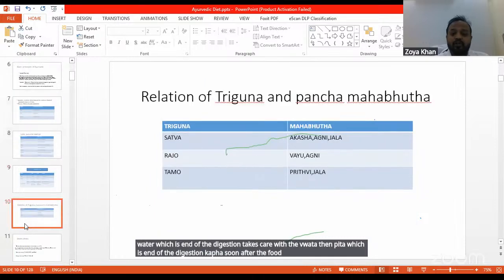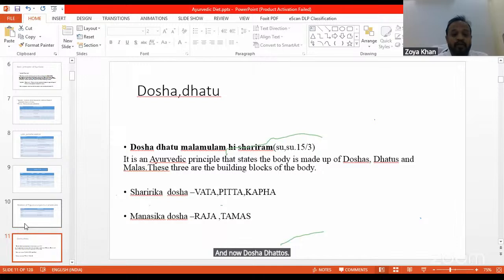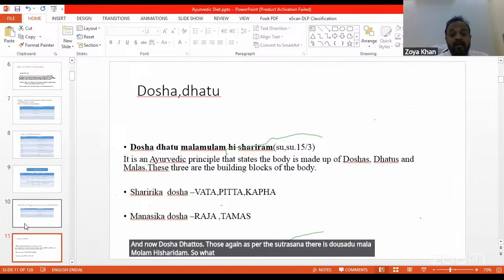Now, the relation of the three gunas and Panchamahabhuta. Sattva is Akasha, Agni and Jala. Rajo is Vayu and Agni. Tamo is Prithvi and Jala. And now dosha dhatus. Again, as per the Sutra Sthana, there is dosha dhatu mala moolam hi shariram. So what does it mean? It is an Ayurvedic principle that states the body is made up of doshas, dhatus, and mala. As we all know, these are the three building blocks of the body.